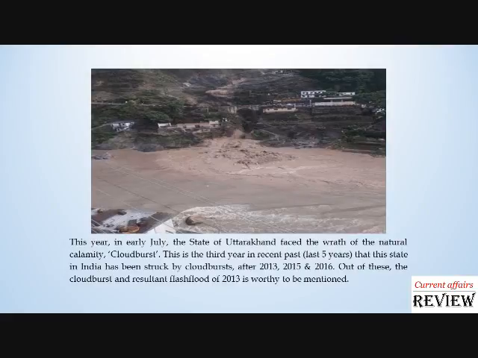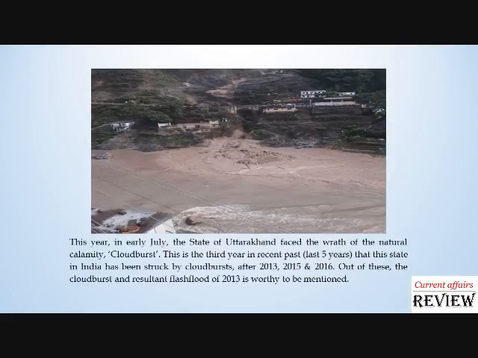That is, in 2013, 2015 and 2016. Out of these, the cloudburst and resultant flash flood of 2013 is worthy to be mentioned. This year alone, at least 30 people were killed after heavy rains triggered cloudbursts in several districts of Uttarakhand.